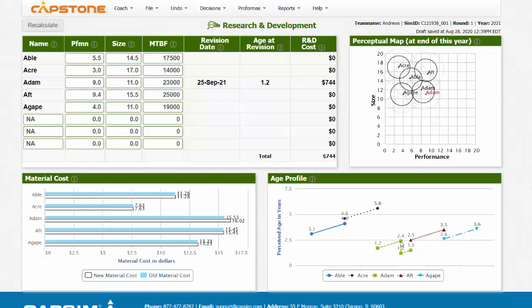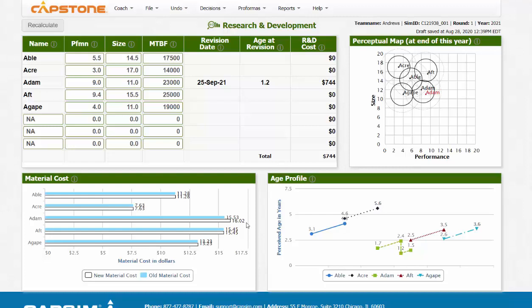So the simulation suggests that on the launch date of our new product Atom, our consumers are going to perceive it to be only 1.2 years old. After September, it continues to age until it is 1.5 years old by the end of this year. We can also see the change on our perceptual map. Our new product Atom is going to be right here. You can see that it has improved. It is now smaller in size and larger in performance.